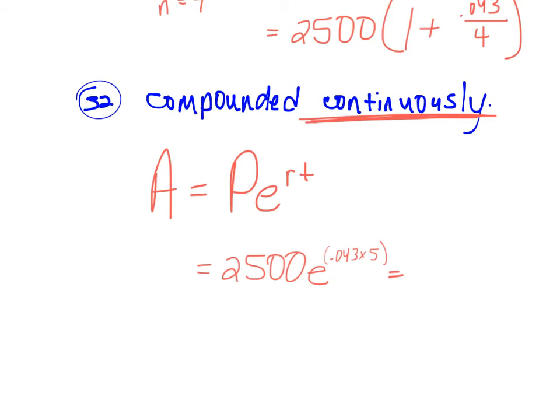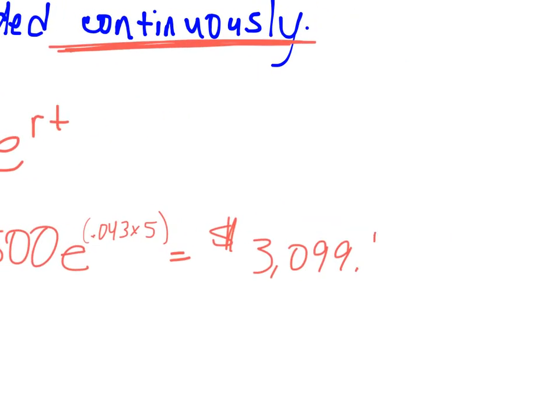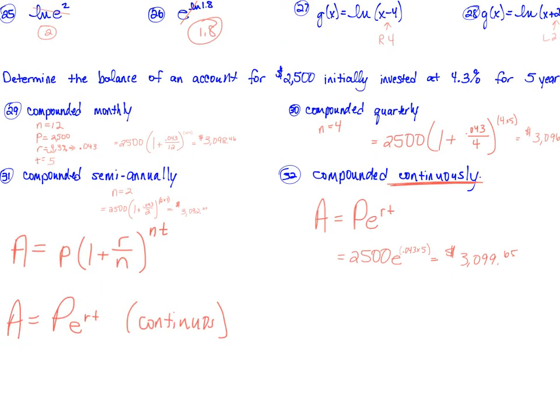What do we got? $3,099 and 65 cents. Something like that? Okay. What do you notice about all 4 of those answers? They're real close. So if you guys are doing this, you're going to have 2 on your quiz. You'll have one continuous and you'll have one that's something else. They should be similar. Not the same, but they should not be thousands and thousands of dollars apart. Okay?